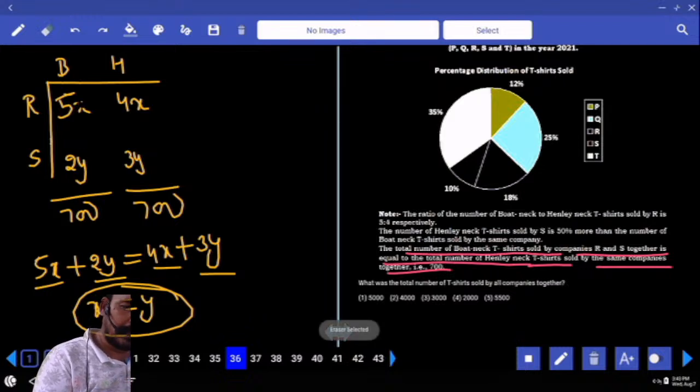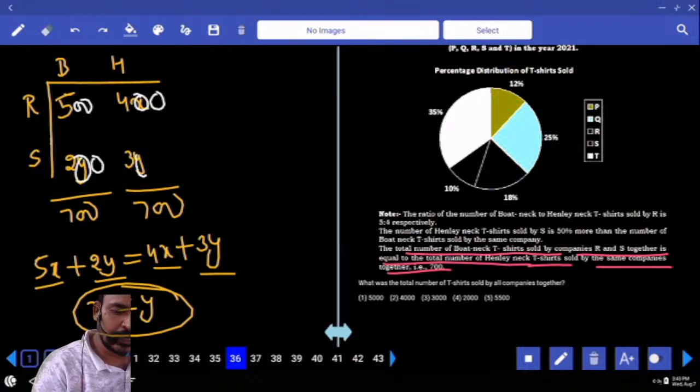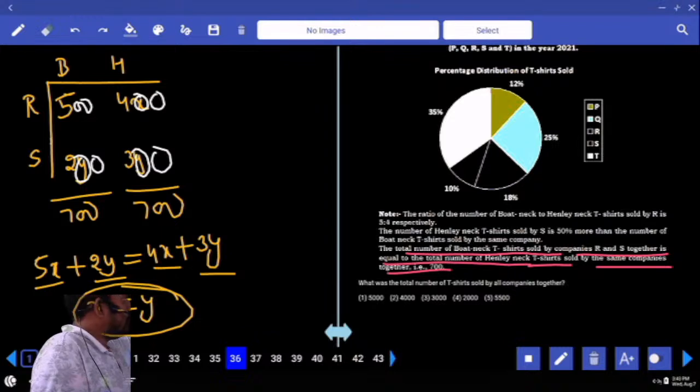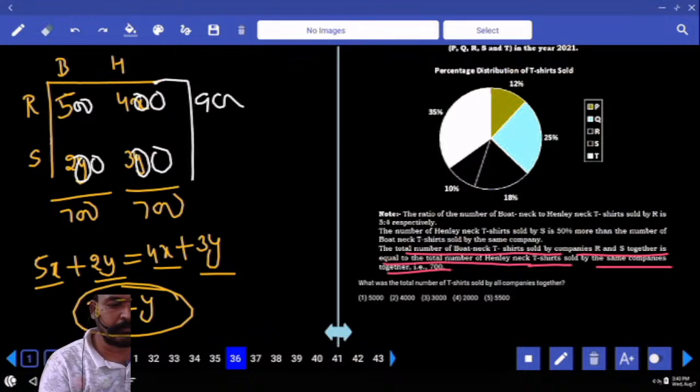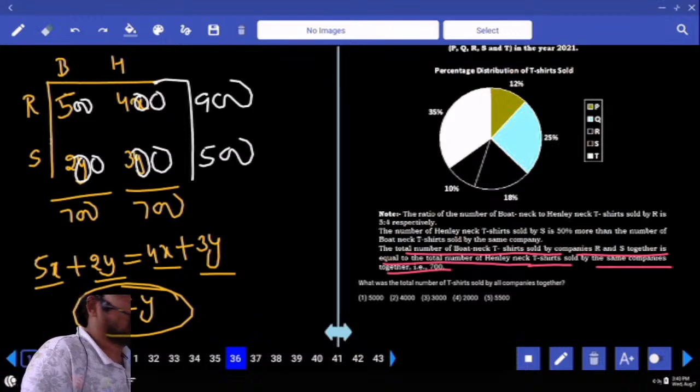First one, 5x means we write 5x plus 2x. Total how much? 7x. 7x is 700, so 5x is how much? 500. First one 500, second one 400, third one 200, next one 300. Next, what is the R total value? 900. What is the S total value? 500. R total is 900, S total value 500.